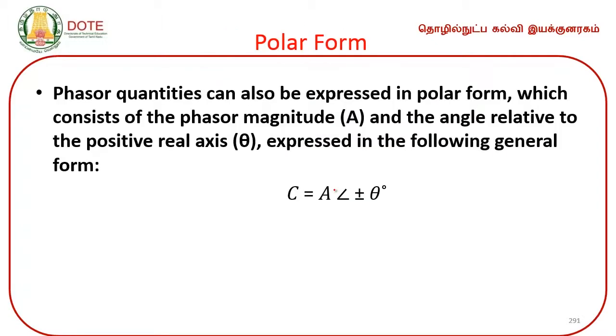Next comes the polar form. The phasor quantities can also be expressed in polar form, which consists of the phasor magnitude A and the angle relative to the positive real axis, which is theta, expressed in the following general form. C is equal to A angle plus or minus theta.